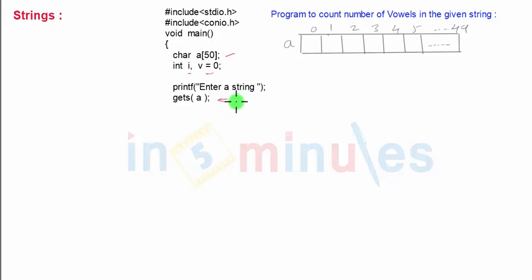Suppose the input string was India. When you press enter, it will be accepted into the character array as I, N, D, I, A, and then a null character stored at the end automatically. So out of 50 characters, 6 characters are filled up with the actual string. Like the actual string is up to index 4 only.